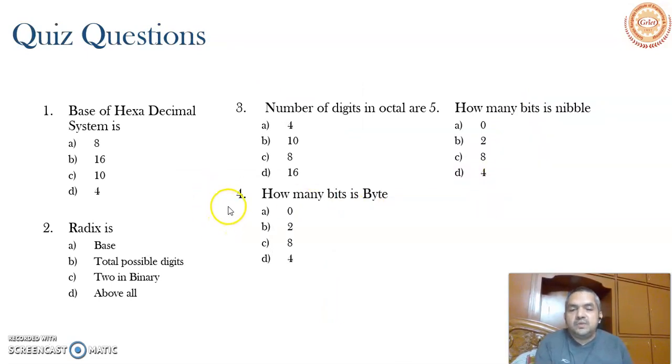And whatever we learned up to now, I want to test your knowledge using this small quiz. Base of hexadecimal number system is what? Radix is the meaning of what? And number of digits in octal are how many? How many bits is a byte and how many bits is a nibble? With this, all of you read all these 4 number systems properly, work on that and answer these questions.